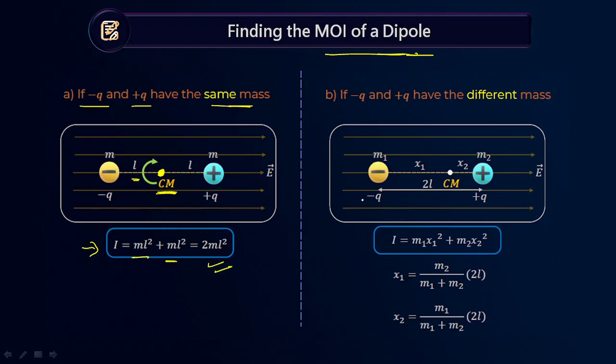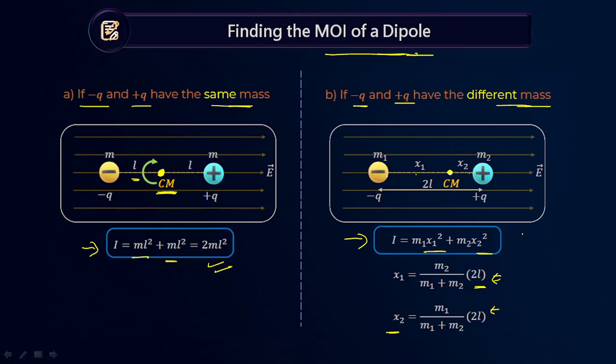Now suppose the charge is the same but the mass is not the same, because when charge is transferred, the positive charge has a lack of electrons and the negative charge has more electrons, so the mass will be different, right? So if plus q and minus q have different masses, we first find the center of mass. From m1 it will be m2 by m1 plus m2 into the separation. Yes or no? Similarly for x2, and then you know the separations x1 and x2 from the center of mass. So the moment of inertia will be m1 x1 square plus m2 x2 square. How did we get this part? Is this clear to all of you?